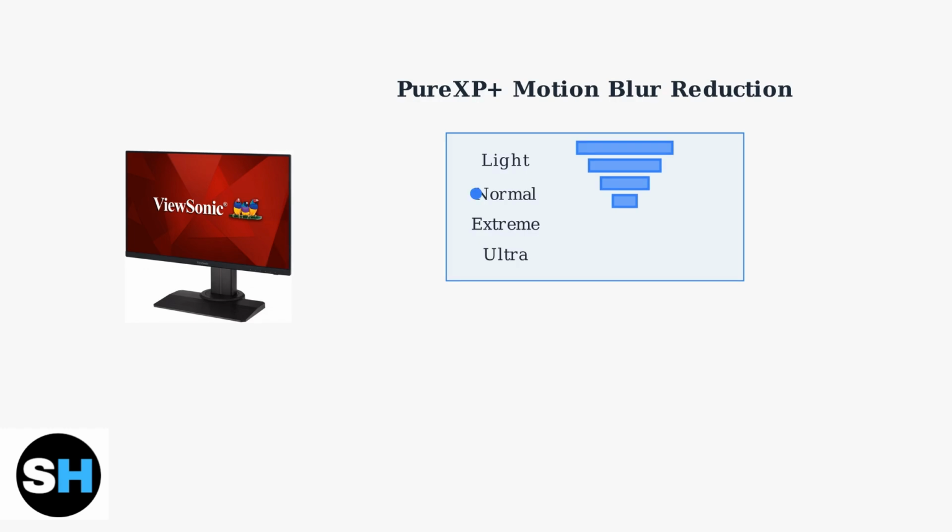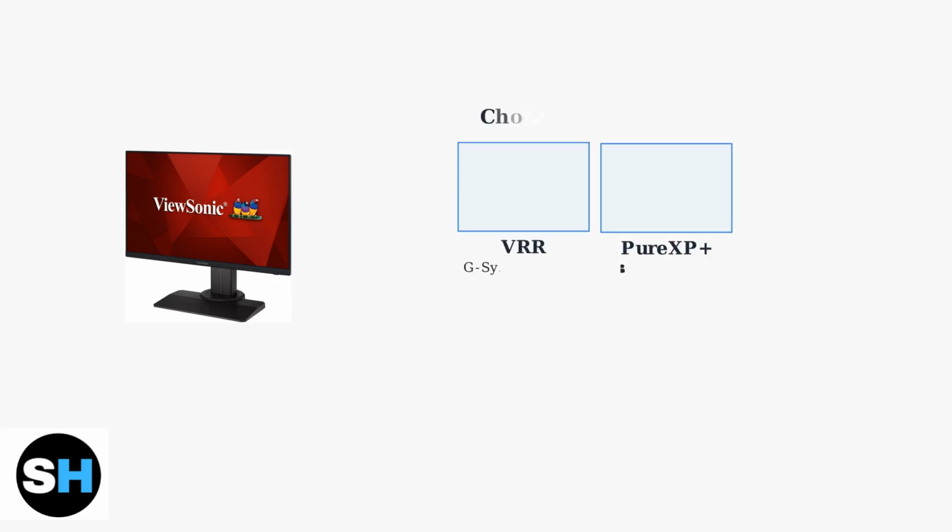Light mode provides subtle blur reduction with maximum brightness, while Ultra mode delivers the strongest motion clarity but significantly reduces screen brightness. Most users find normal or extreme modes offer the best balance. Important limitation: Pure XP Plus cannot be used simultaneously with variable refresh rate technologies like G-Sync or FreeSync. You must choose between smooth adaptive sync or maximum motion clarity.